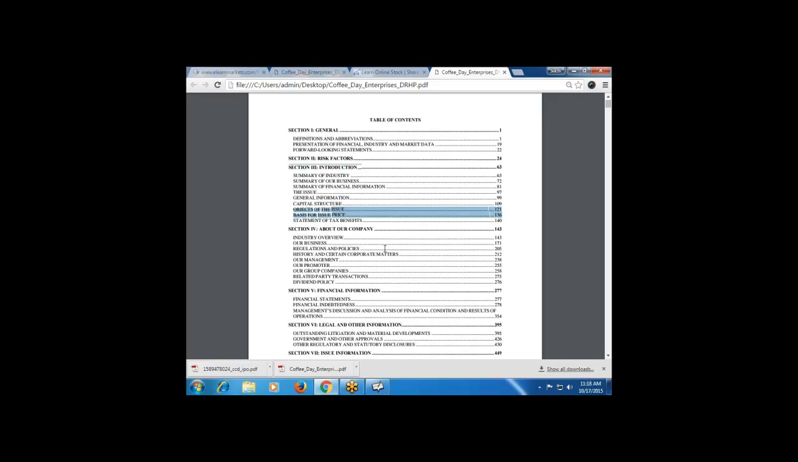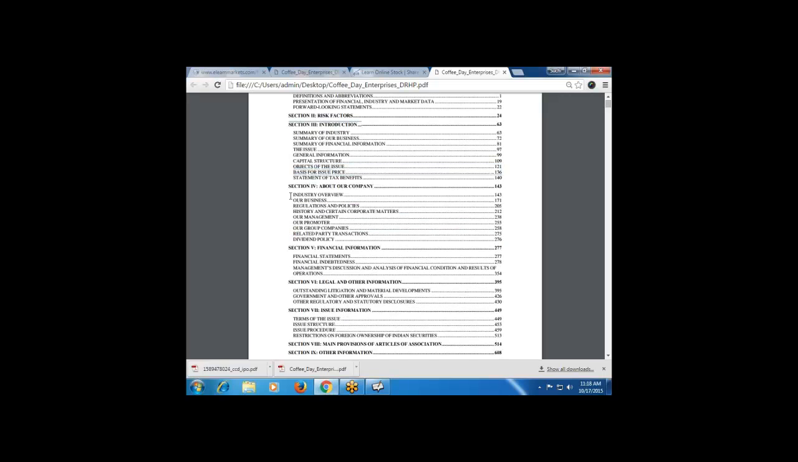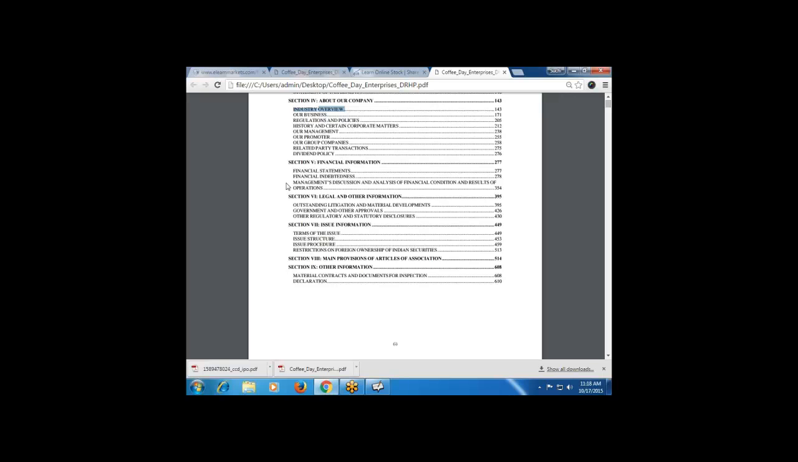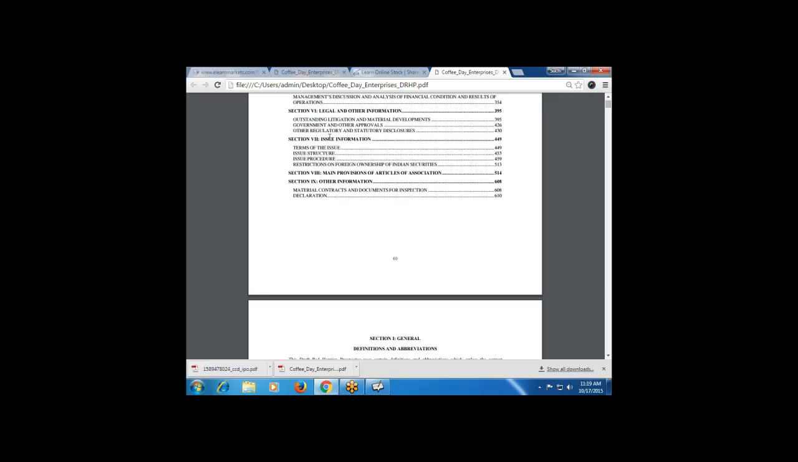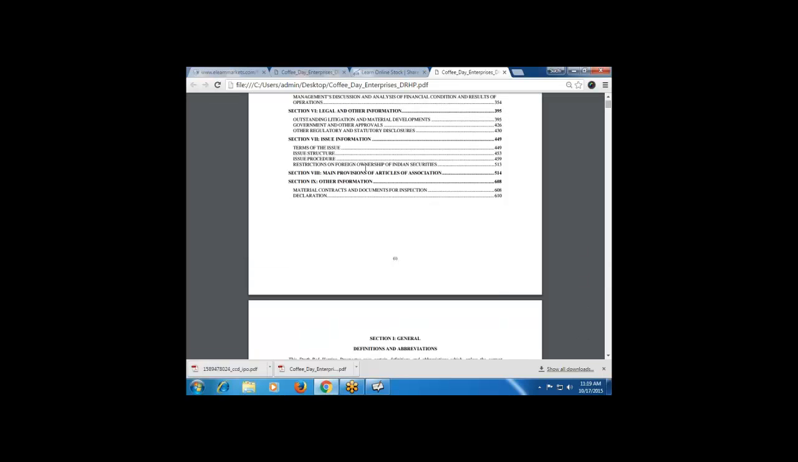Then section 5 has to be seen, which gives the financial information about the company, the financial statements and management discussions. And then there is the issue information, which we can go through: what the issue is going to be like, whether it is a book building issue, on what basis, what the lot size is, and what the procedure is going to be.